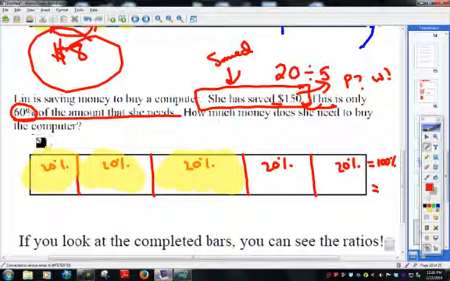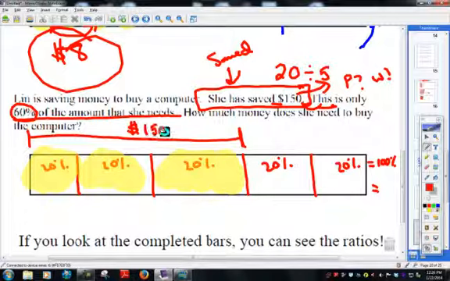So basically, the whole thing does not equal $150. This, from right here to right here, equals $150. Because she doesn't save enough. She didn't save all the money yet. She's only saved a part of it, $150. If it said this is 100% of the amount she needs, she would need $150 to buy the computer. But she's only saved 60% of what she needs. Okay? So we need to figure out how much money she needs to buy the computer.